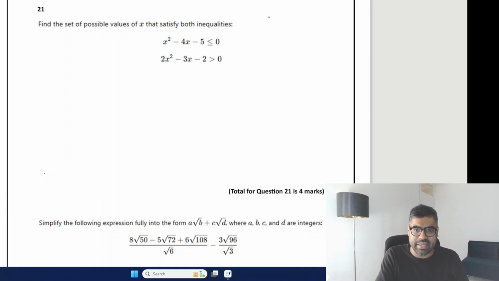This is just simply quadratic equations. Let's do that here. So we have x squared minus 4x minus 5. Let's make that equal to 0 just for a moment. So ignore the inequality signs, make it equal to 0. C is equal to minus 5. B is equal to minus 4. So we need two numbers that multiply to minus 5 and add to minus 4. Those two numbers are going to be minus 5 and plus 1. We can whack those straight into brackets.